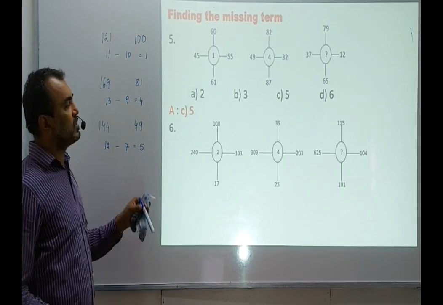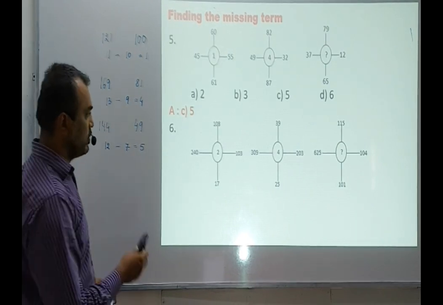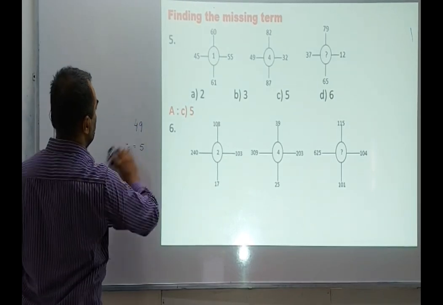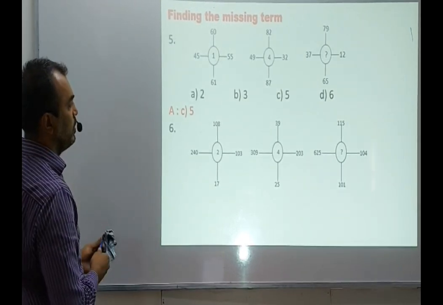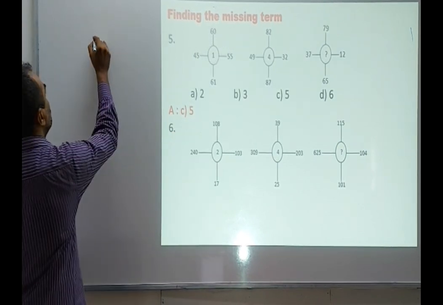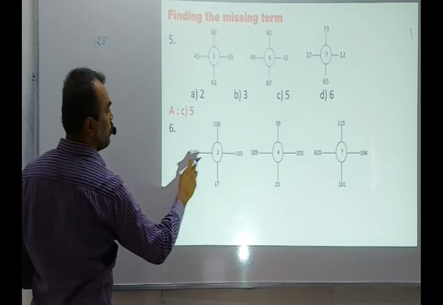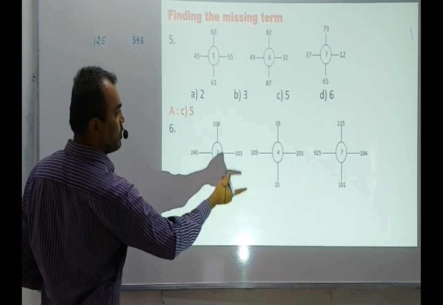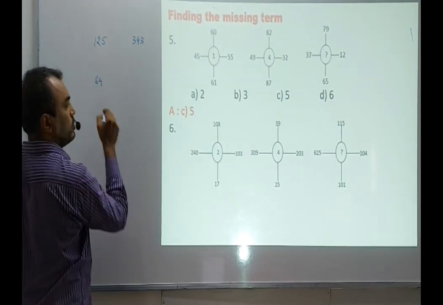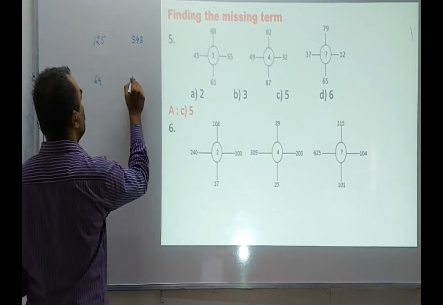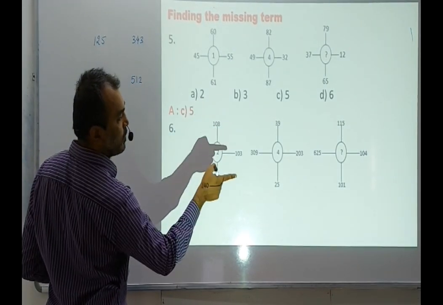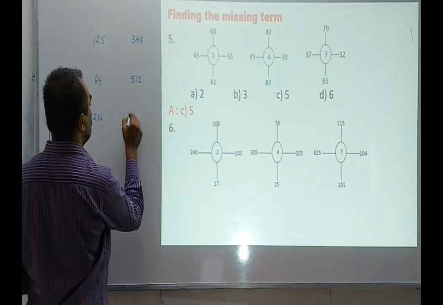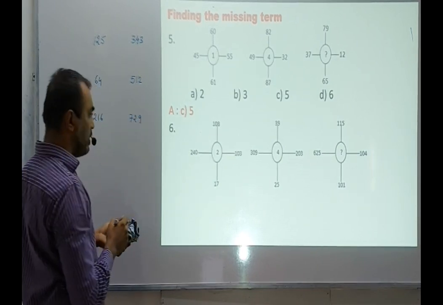Okay? And I put a similar sum for you here. I put this sum because this will help us. So first you try the method what we did. 108 plus 70 is 125. 240 plus 103 is 343. 39 plus 25 is 64. 309 plus 203 is 512. 115 plus 101 is 216. And 625 plus 104 is 729. Okay? I added them for you.